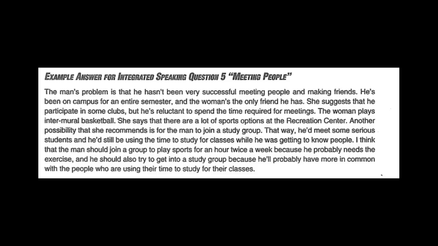Example answer for integrated speaking question 5. Meeting people. The man's problem is that he hasn't been very successful meeting people and making friends. He's been on campus for an entire semester, and the woman's the only friend he has. She suggests that he participate in some clubs, but he's reluctant to spend the time required for meetings.